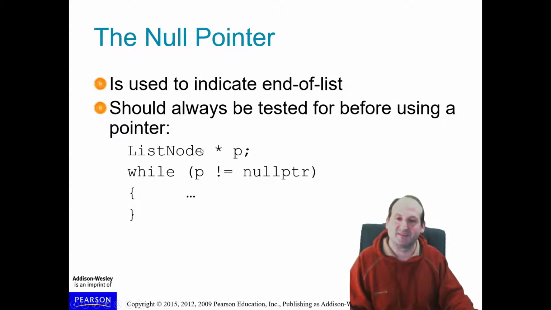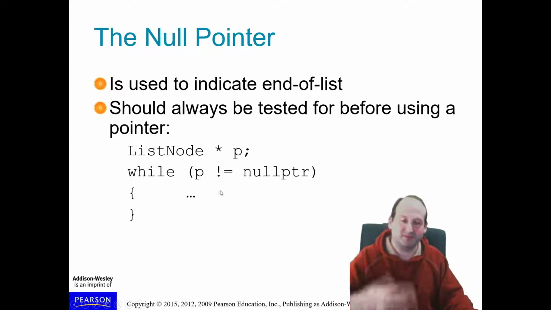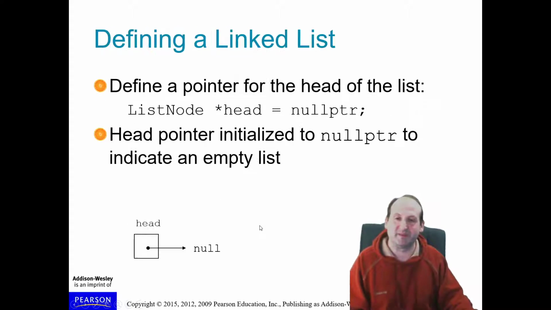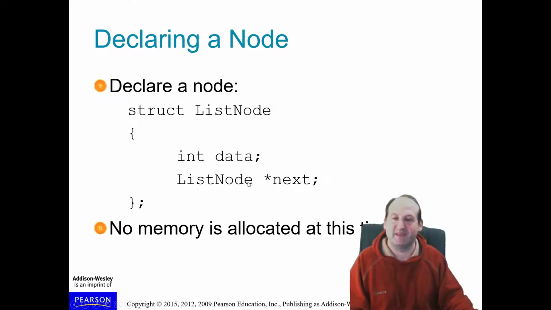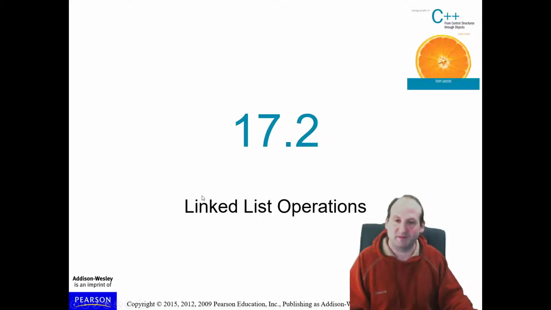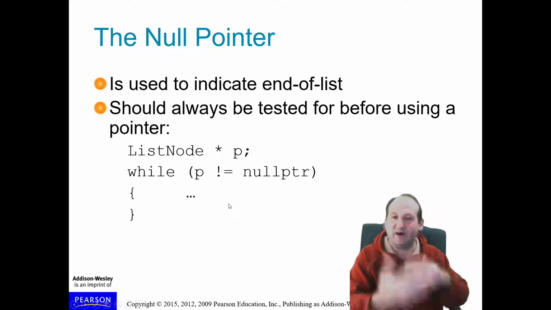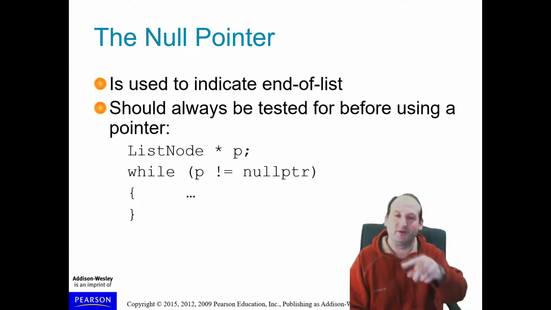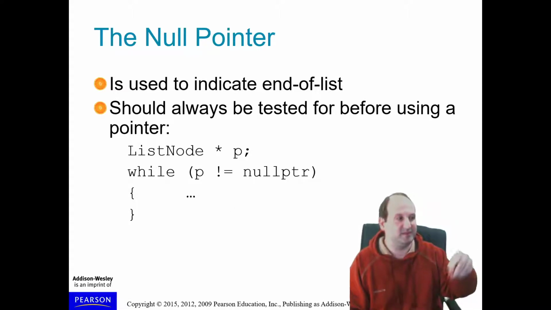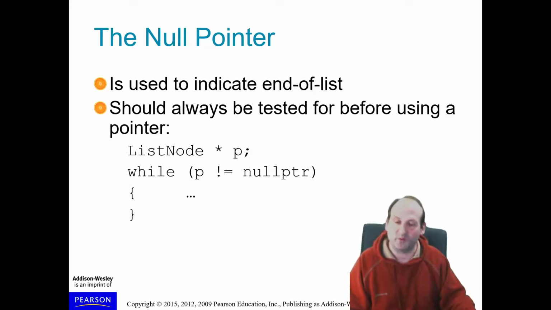So I could have list node pointer p equals head, and then I could say while p does not equal null pointer, do stuff. Print out p arrow data, like cout p arrow data, and then I could say p equals p arrow next. And so while we're not hitting a null pointer, we can go to the next node, to the next node, and so forth and so on.